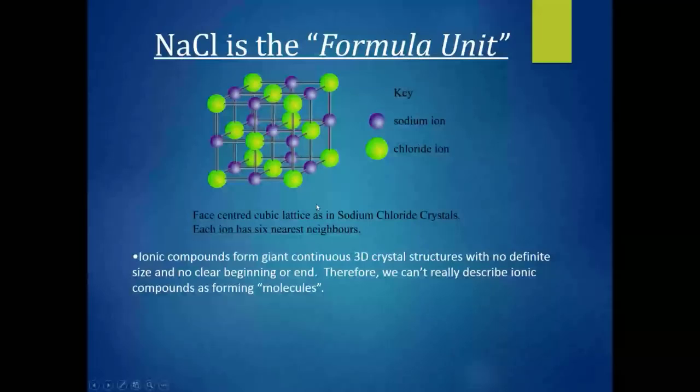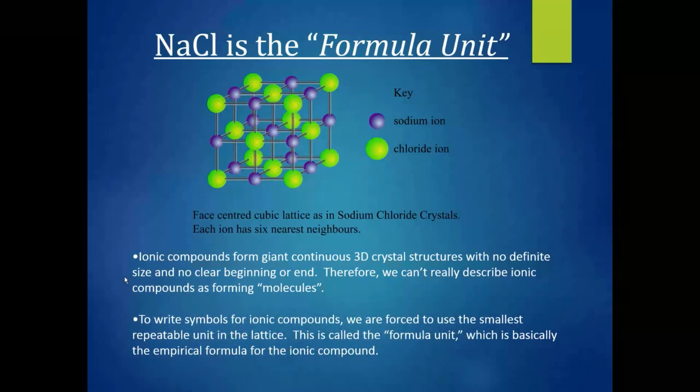So here's our sodium chloride. This is a structural representation of this face-centered cubic lattice. Each ion has 6 neighbors. Now, the important thing here is that we can't really describe ionic compounds as forming molecules. Instead, we have this special name for it called a formula unit. And a formula unit is the smallest whole number ratio, or basically the empirical formula, for an ionic compound.